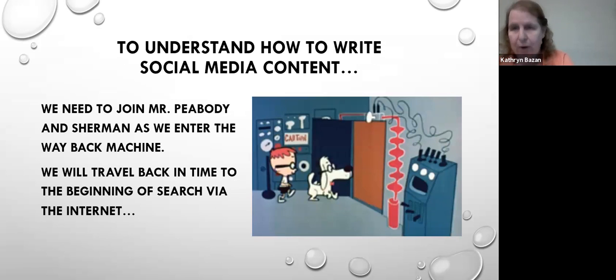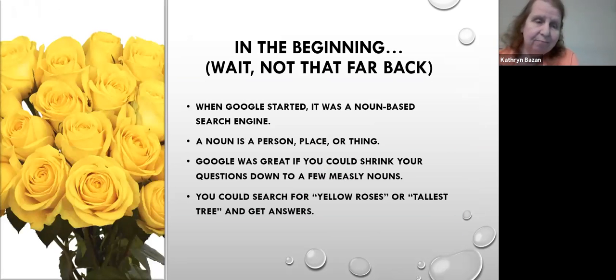To understand how to write social media content, you actually need to go back in time. So we're going to ask Mr. Peabody and Sherman, they're from a cartoon, to take us back in history so that we can figure out how it is we write content. In the beginning, well, not that far back, Google was originally a noun-based search engine. So if you were looking for something, a person, place, or thing, a tree, a cat, a rose, Google was great. It could find you anything you wanted. What you couldn't do was ask Google a question. It was not set up for that.